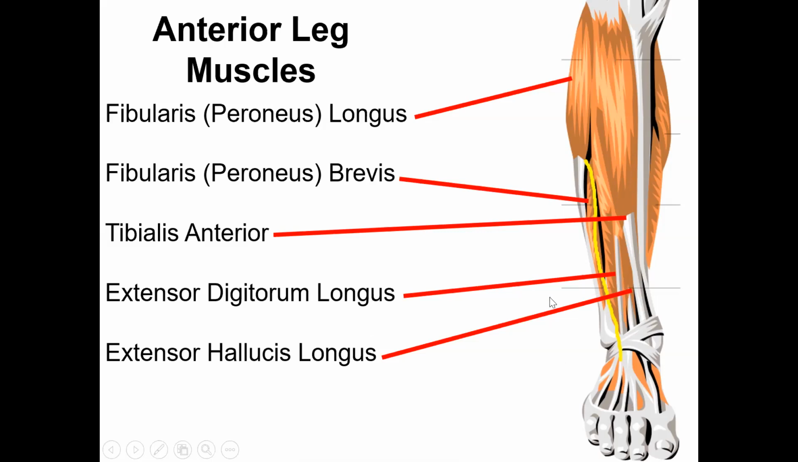The extensor digitorum longus, which helps to extend the digits, and then extensor hallucis longus, which is this medial tendon, that is going to extend the great toe itself. So extensor digitorum longus extends, or think about fanning out the toes. Extension is going to be raising or fanning the toes out. And then extensor hallucis longus is extension or fanning of the great toe or the big toe specifically.